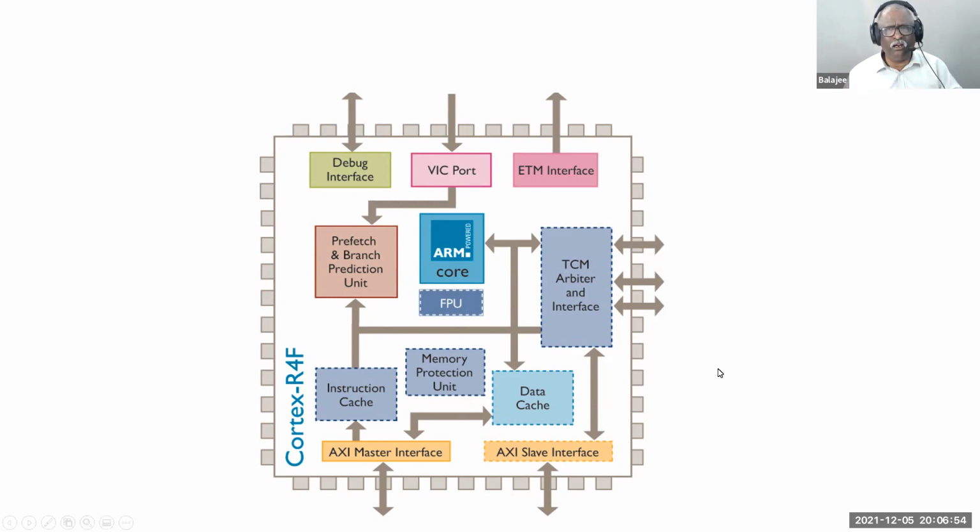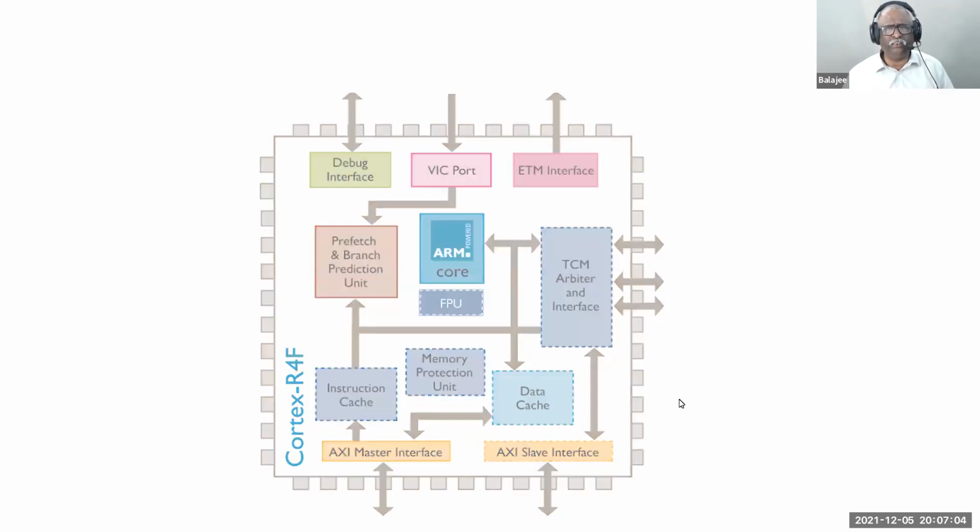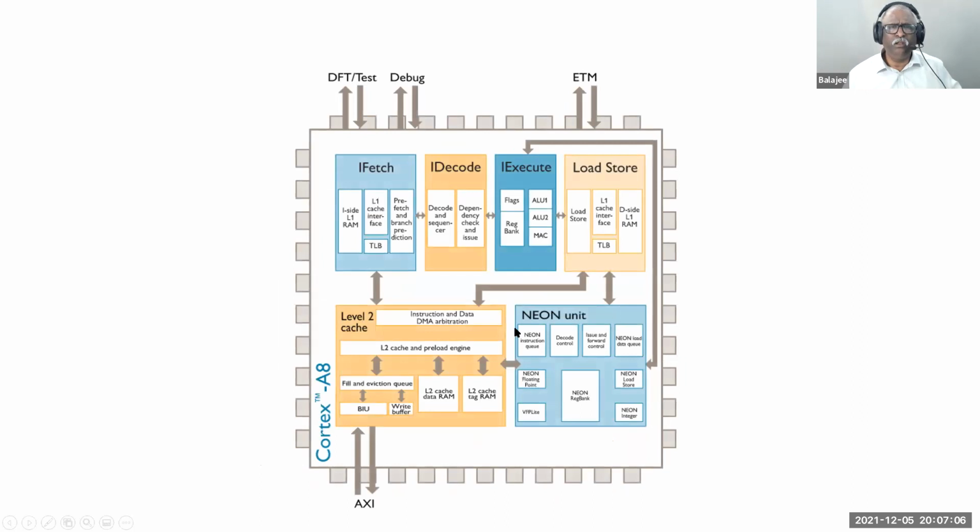They add more of these types of units in R5 and R7, nothing more than that. Then let's go to the A series. The A8 was one of the initial ones. What you see here is that they have L1 cache and L2 cache memory, and they have an MMU. All those things are there.